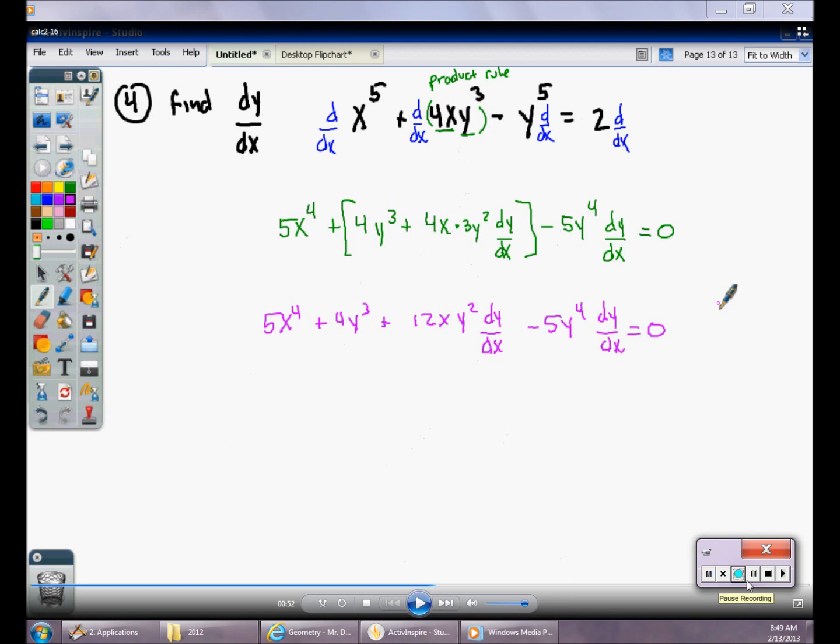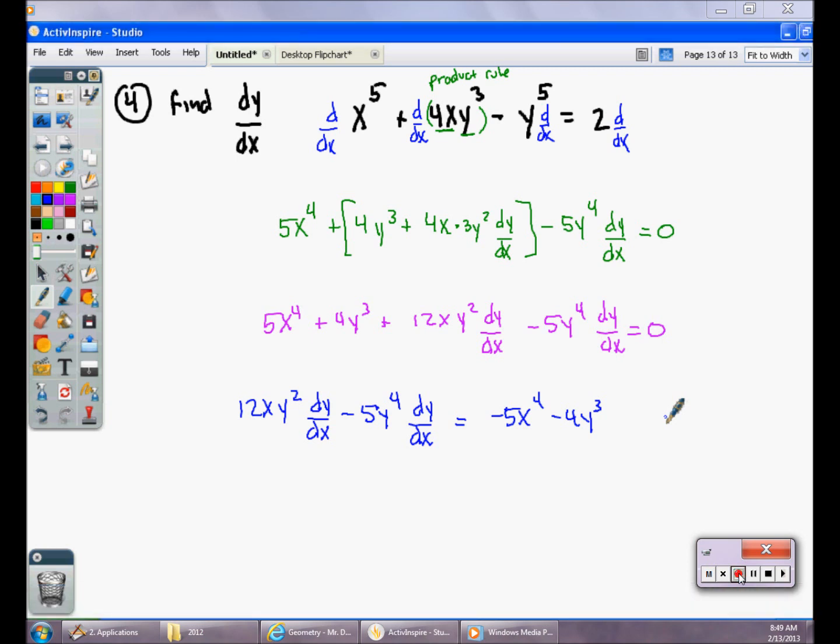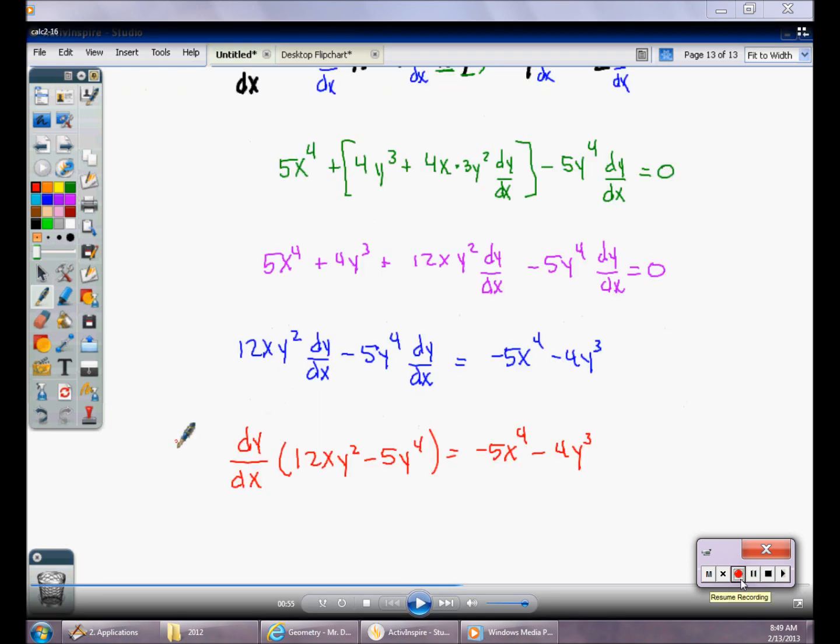Clean up the brackets just a little bit. Move some items around. I'm going to move the 5x to the 4th and 4y to the 3rd to the right by subtracting. Factor out dy over dx. Divide both sides by 12xy squared minus 5y to the 4th, and I've solved for dy dx.